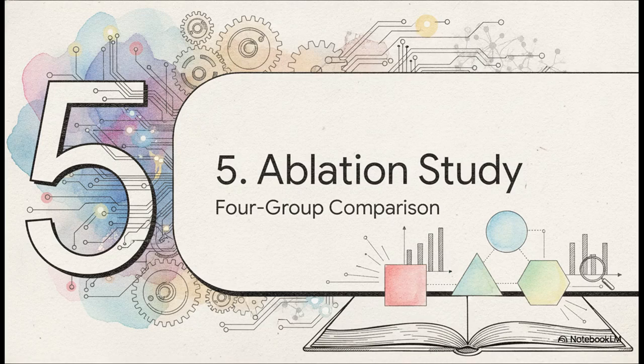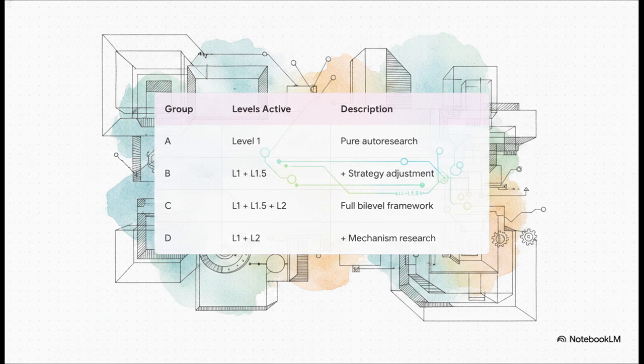Section 5, the 4-group ablation study. All right, let's unpack the 4 experimental groups, which were explicitly designed to isolate the exact contribution of each nested architectural level. Group A is your baseline, pure auto-research. Group B adds that level 1.5 trace analysis we talked about. Group C is the big one, the full bilevel framework, complete with mechanism generation. And finally, Group D tests mechanism generation, but without the trace analysis guidance from level 1.5.